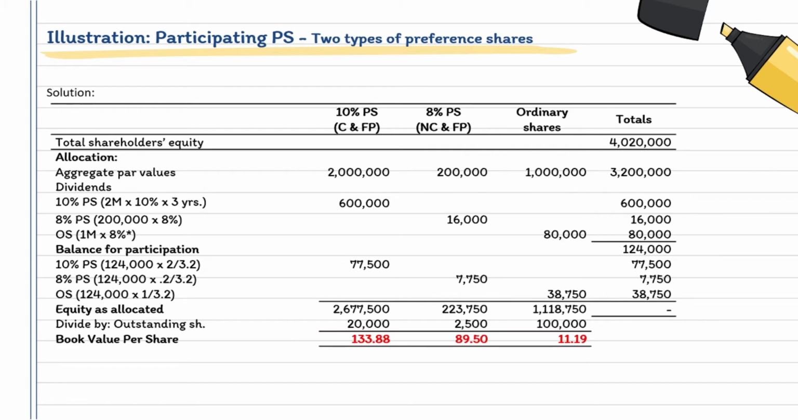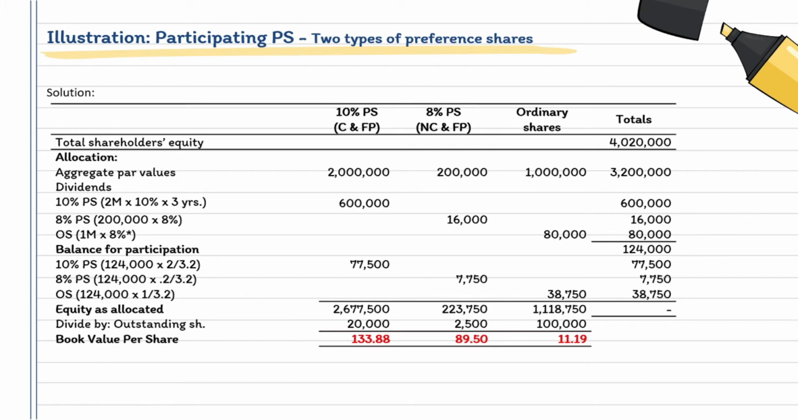So, how did we get the 600K? We simply multiply the aggregate par value of 2M by its 10% rate, then multiply it by 3 years because it is cumulative. We have 16K for the 8% PS. So, where did we get the 16K? We just multiplied its aggregate par value of 200K by its 8% rate. For ordinary shares, we have 80K. So, where did we get the 80K? As said earlier, in computing dividends for ordinary shares, we take the lower rate. That is the 8%. So, we multiply the aggregate par value of 1M by 8%.